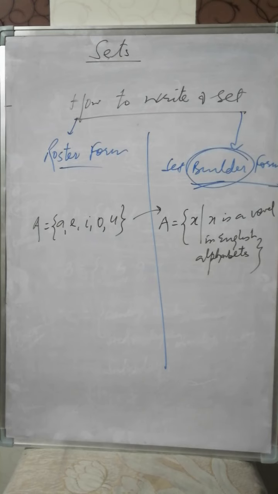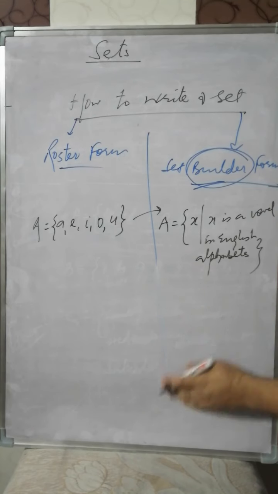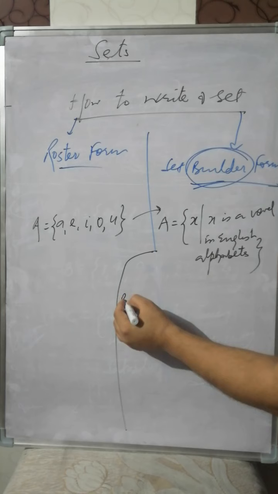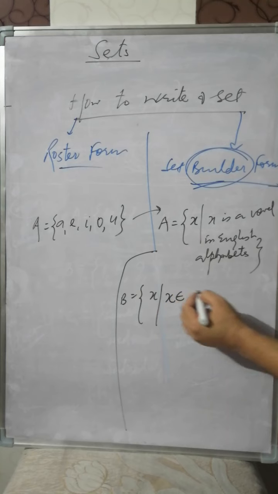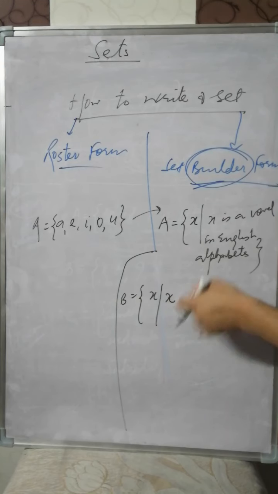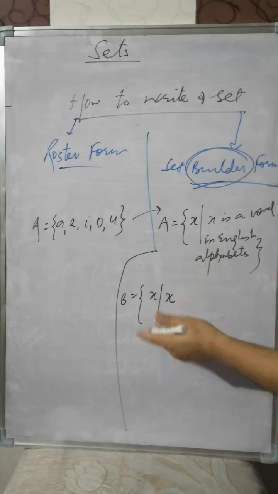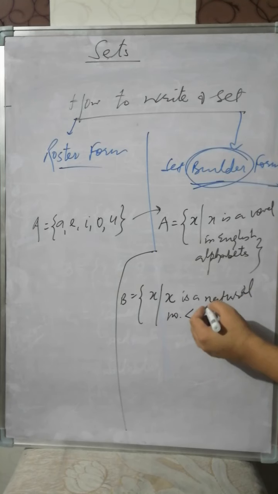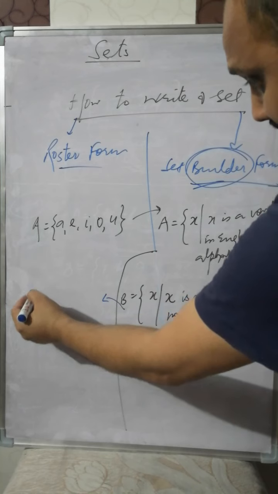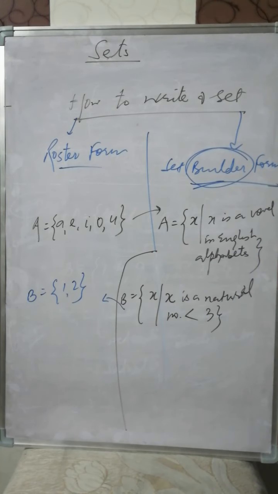Like if I take one more example here, a set B, X such that X belongs to, okay fine, I will not write symbols because I have not discussed the symbols of natural numbers and whole numbers. I'll just write it in a statement only: X such that X is a natural number less than 3. So what are the possible values for a natural number to be less than 3? If I have to write it in the roster form, it will be 1 and 2.